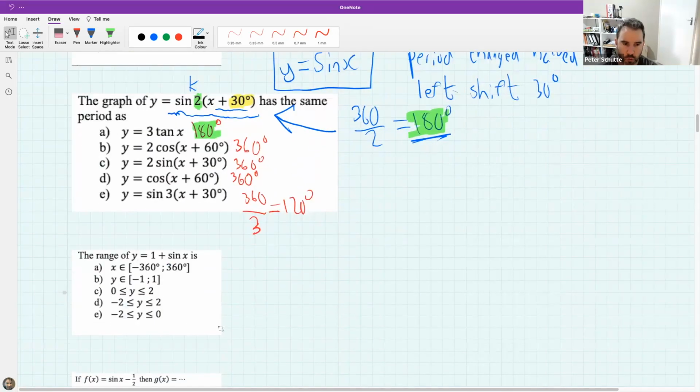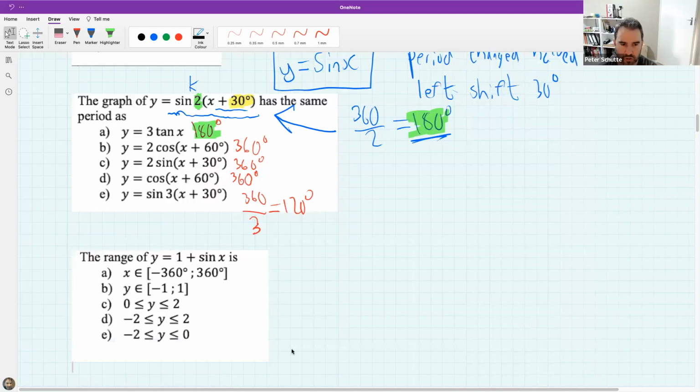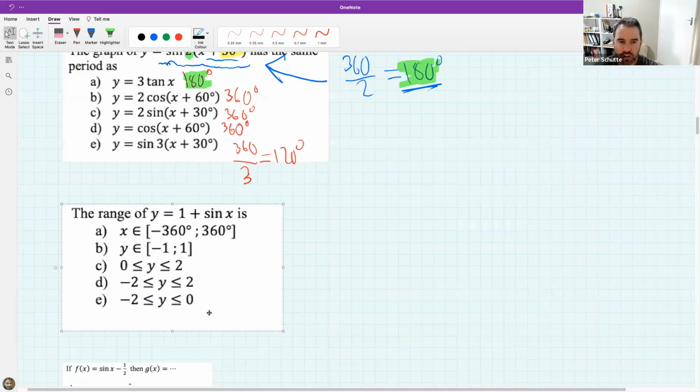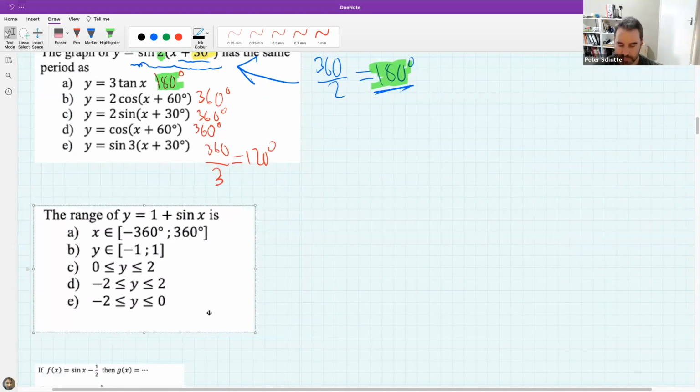Okay, last question before the break. We are going to talk about something called the range. What is the range of this trig function? And first of all, before we even get to that, what is this 1 doing over here? What effect does the 1 plus sine x have on this graph?